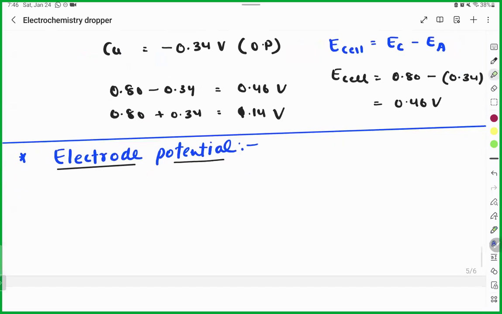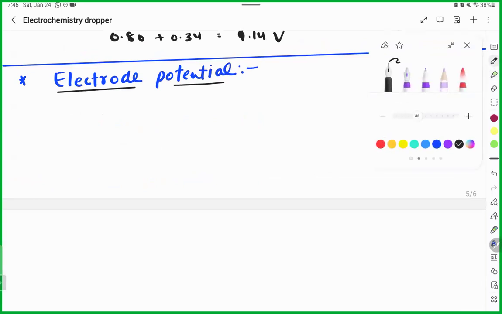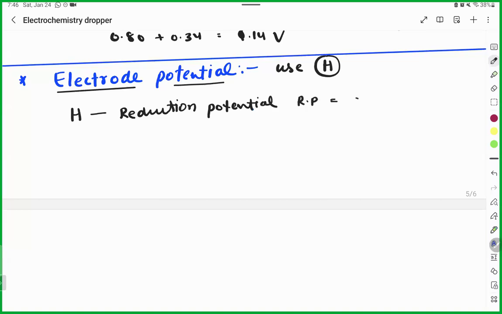Got it, guys? Rayan, why are we considering hydrogen for the electrode potential measurement? Why do we consider only hydrogen? Because for hydrogen, your reduction potential value will be zero. Even for the oxidation potential, it will be zero. Whether you take oxidation potential or reduction potential, it will be zero, and zero is your standard. Based on that, you can compare whether it is a negative value or a positive value.